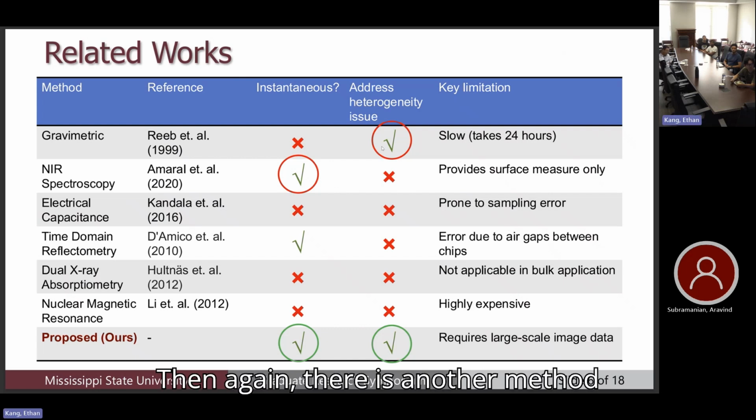Then again, there is another method, time domain reflectometry. It also comes with another limitation. The only method that can address the heterogeneity issue is the traditional gravimetric approach, which is also known as the oven drying approach. But this again takes a huge amount of time. So our proposed method is based on texture features and domain adaptation that can handle both of these two challenges.